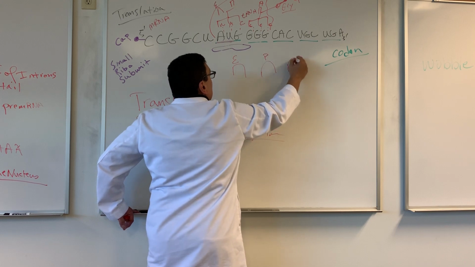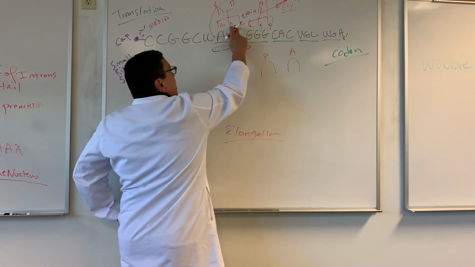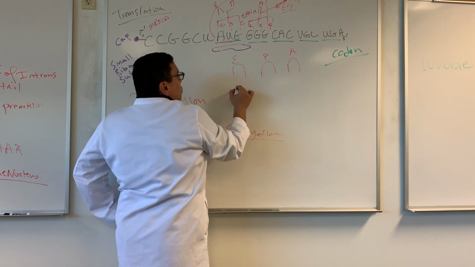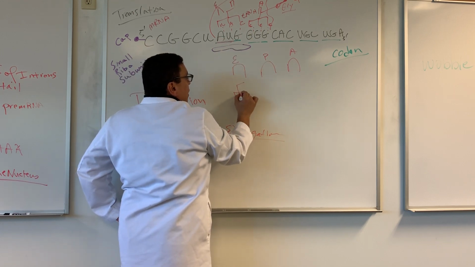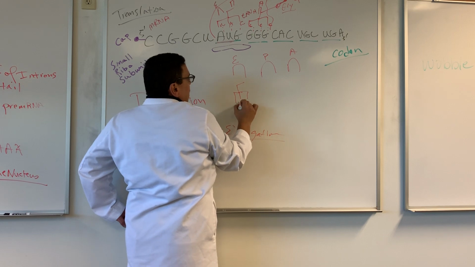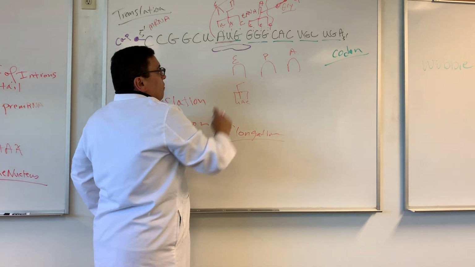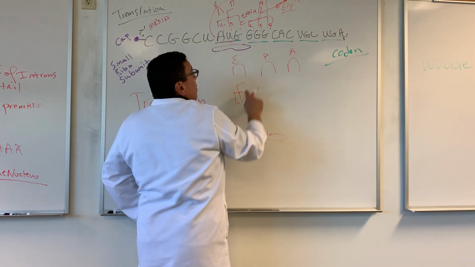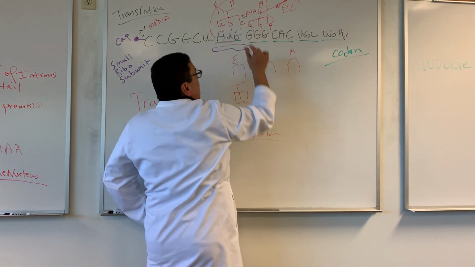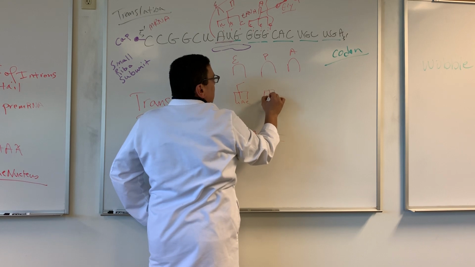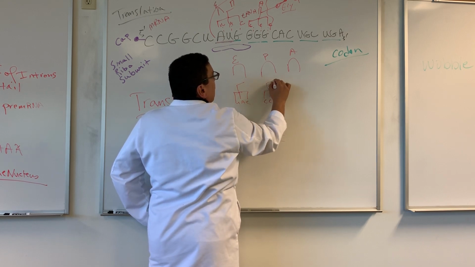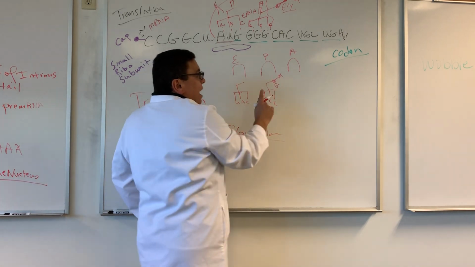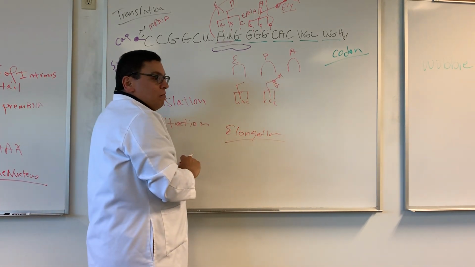Here's the P site, here's the A site. This is in the P site. Now, when it moves over one codon, this will now be in the E site. The empty tRNA is now in the E site of the large ribosome. This one will now be in the P site, and it will look like this. And the A site will be empty again.